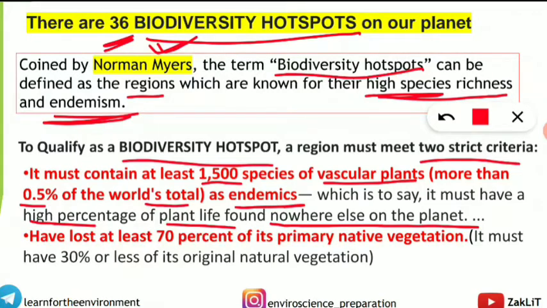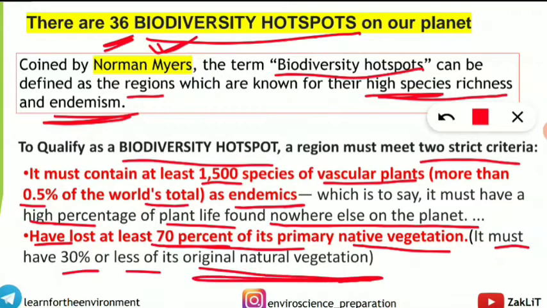Second criteria, it should have lost at least 70% of its primary native vegetation. In other words, it must have 30% or less of its original natural vegetation. So only 30% of its native and original vegetation should be left, and 70% should be lost. So these two are the criteria to meet as a biodiversity hotspot on our planet.